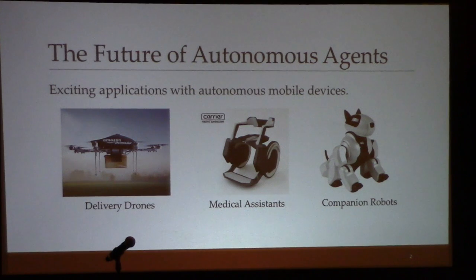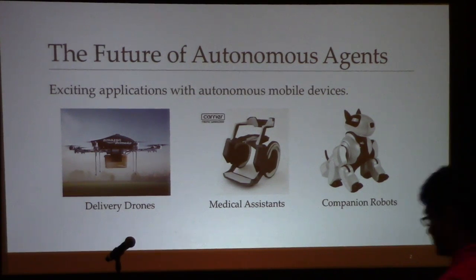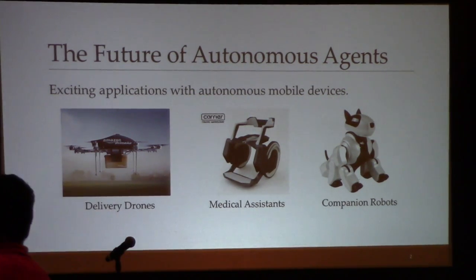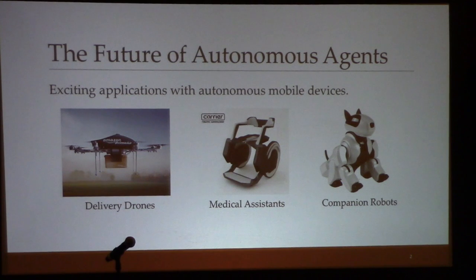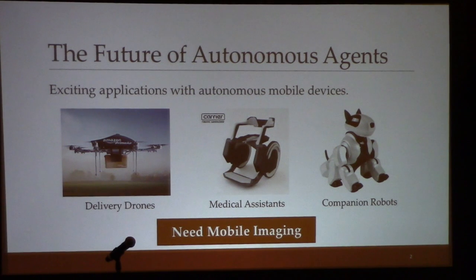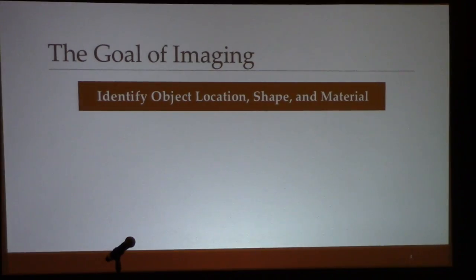Autonomous devices get lots of attention today. In the near future, we'll see many exciting applications like delivery drones, medical assistants, and companion robots. To be fully autonomous, these devices need to move around with mobile imaging. Imaging is not just the localization. It also tells us the object's shape and even material. This helps the device go through an unknown environment and find the correct target.